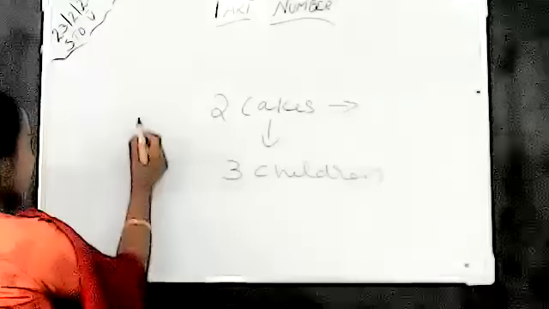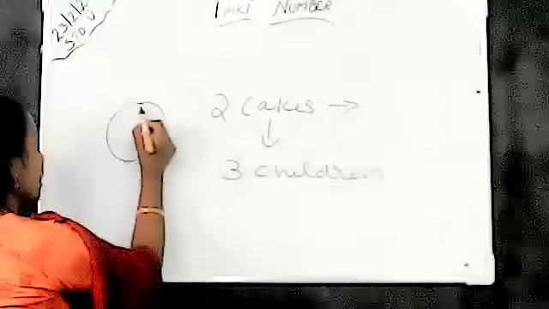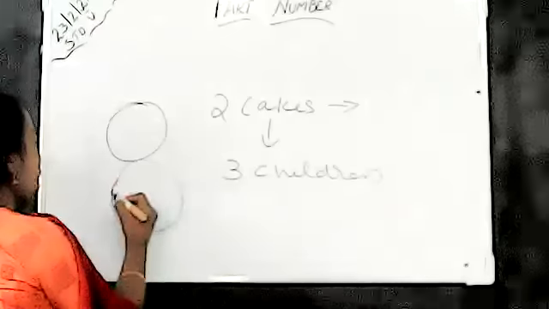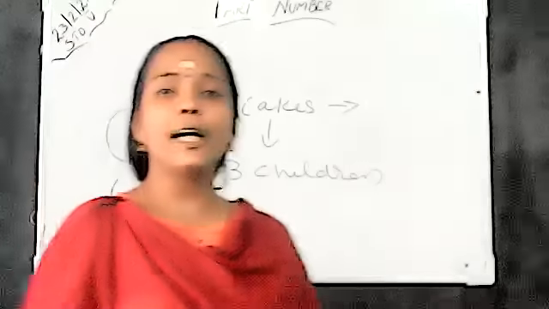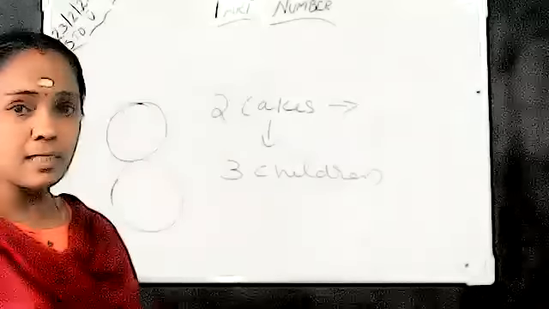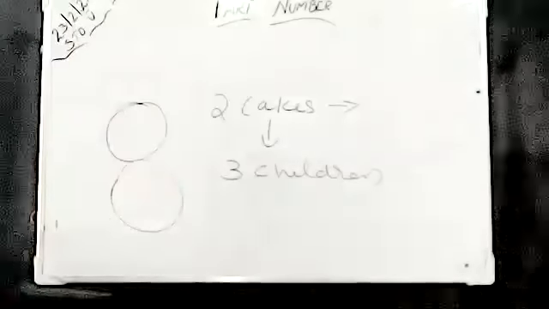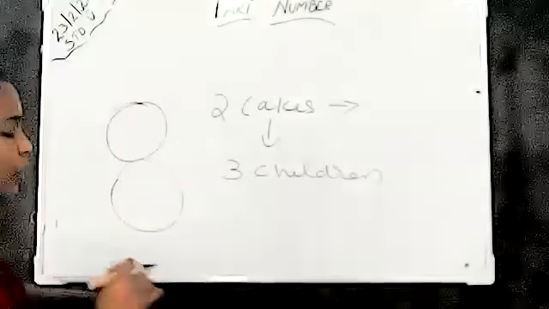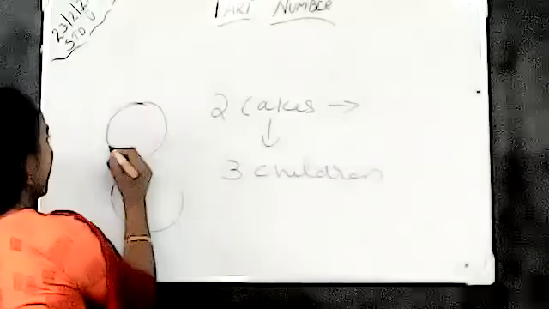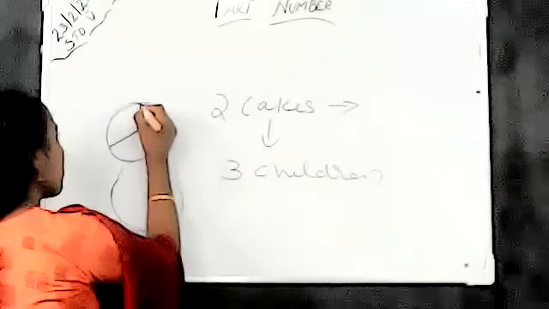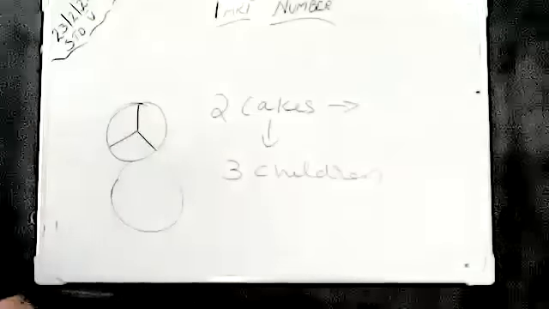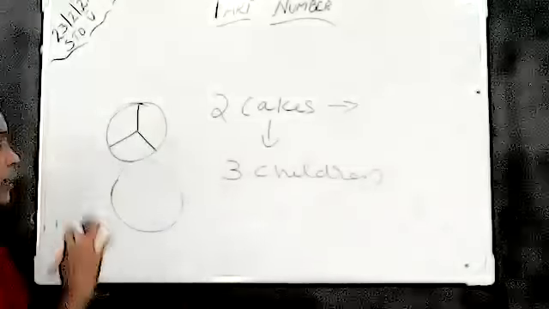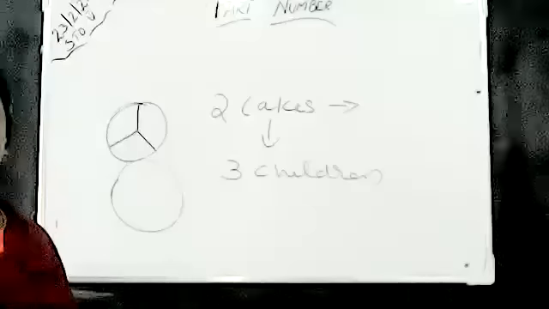I draw one cake, and there is another cake, so two cakes. How can we divide them among three children? Firstly, I divide the cake into three equal parts. Did you know how to divide it into three parts? From the center. The first cake I divide into equal parts, and each child gets one piece.